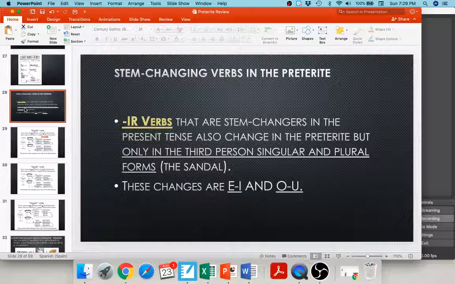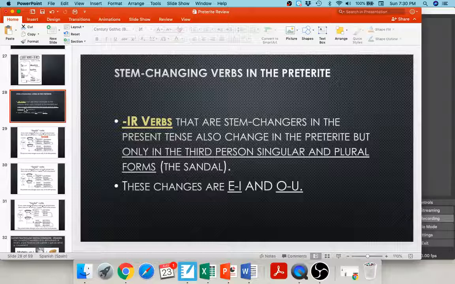and it only happens in the third person singular and plural forms. For this reason, these have come to be known as what are called sandal verbs. Okay, so you had boot verbs that changed in all the forms except for the nosotros and the vosotros, and you have sandal verbs that only change in the bottom left and bottom right boxes, the third person singular and plural. Again, I want to emphasize this only applies to IR verbs.